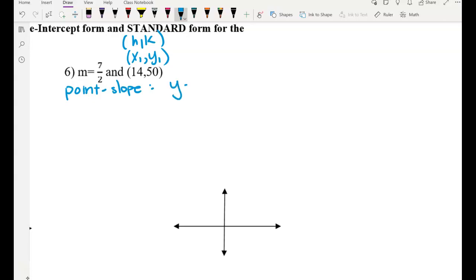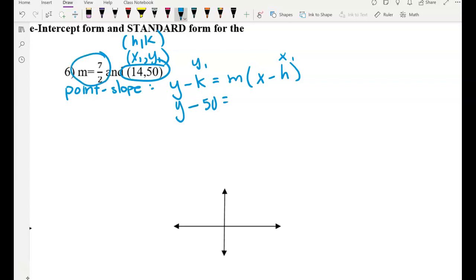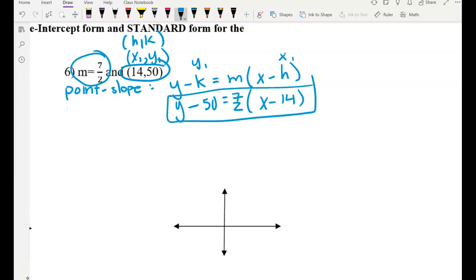is going to be y minus, I'm going to use k this time just to be slightly different from before, but students, it's exactly the same as if we were to say this is y1 and this is x1. So this is your x1, y1, or h and k. So y minus our k value, which is 50. Our slope is given as 7 over 2. So x minus, this is going to be 14. This is the point slope form. We're just going to box that up.